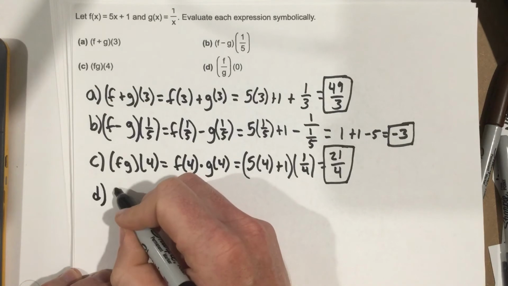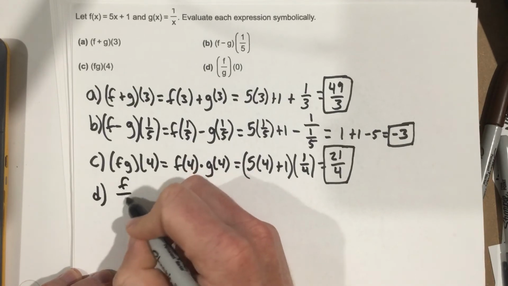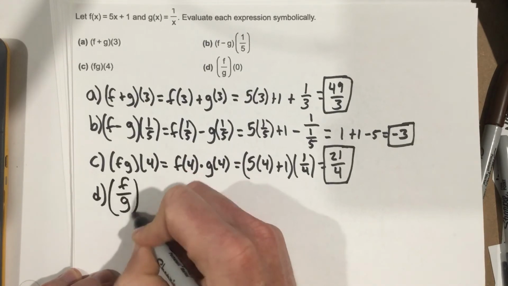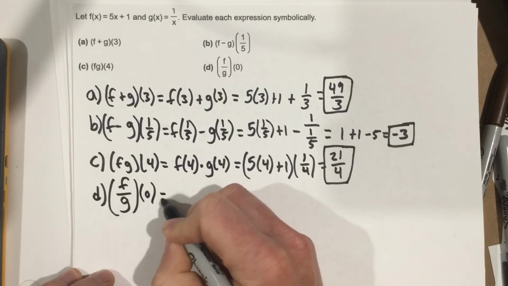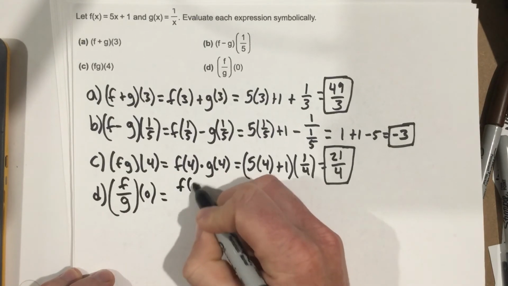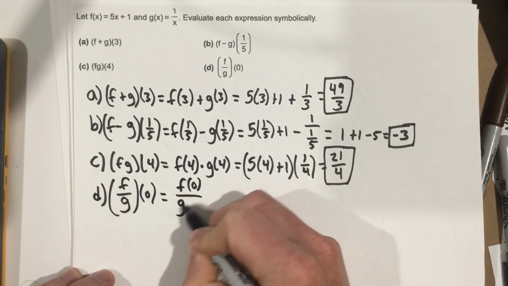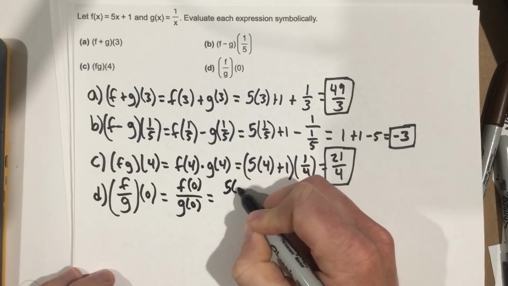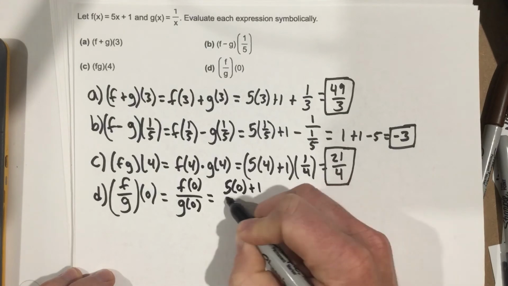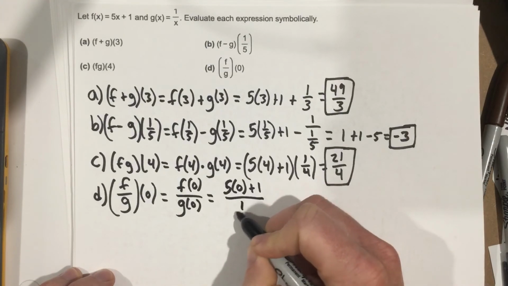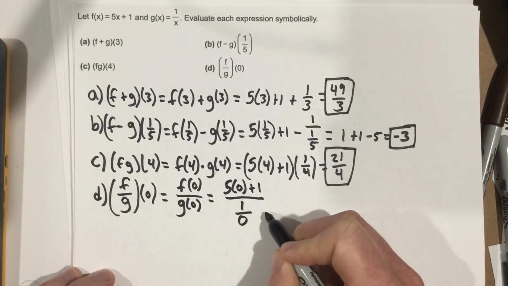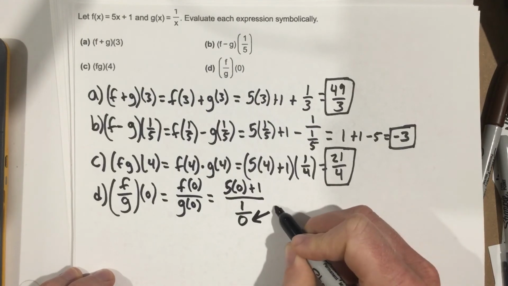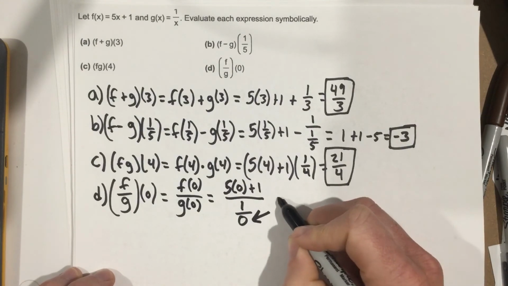And then part D. It says f over g of 0, which is f of 0 over g of 0, which is 5 times 0 plus 1 over 1 over 0. Uh-oh. We have a denominator of 0.